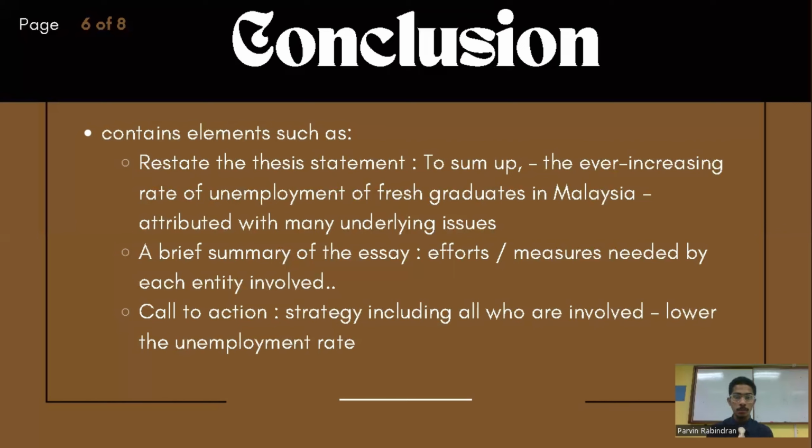So, for my conclusion paragraph, I have started by writing, to sum up everything that has been stated, the ever-increasing rate of unemployment of fresh graduates in Malaysia is an alarming problem that is attributed to many underlying issues. Next, we give a brief summary of the points that we've talked about above in our report.